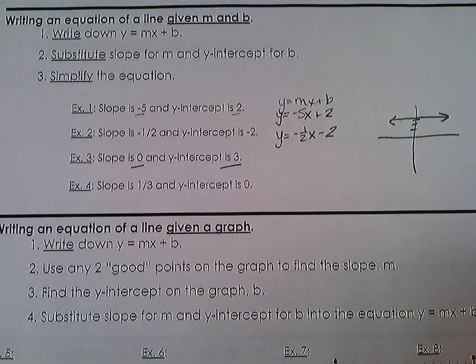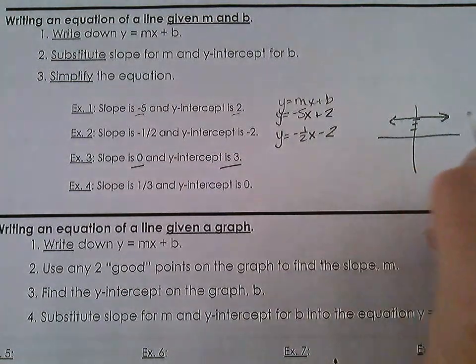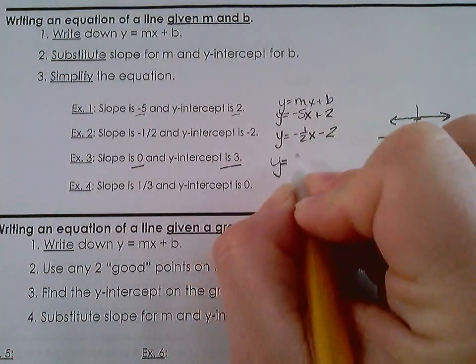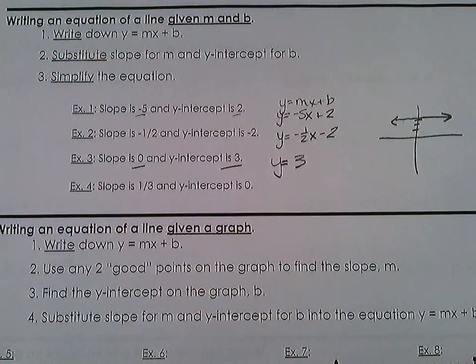And if you were to sit there and look at all of the coordinates that fall along that line, it would be that your y-coordinate is always equal to 3. So we would say that the equation of that line is y is equal to 3.